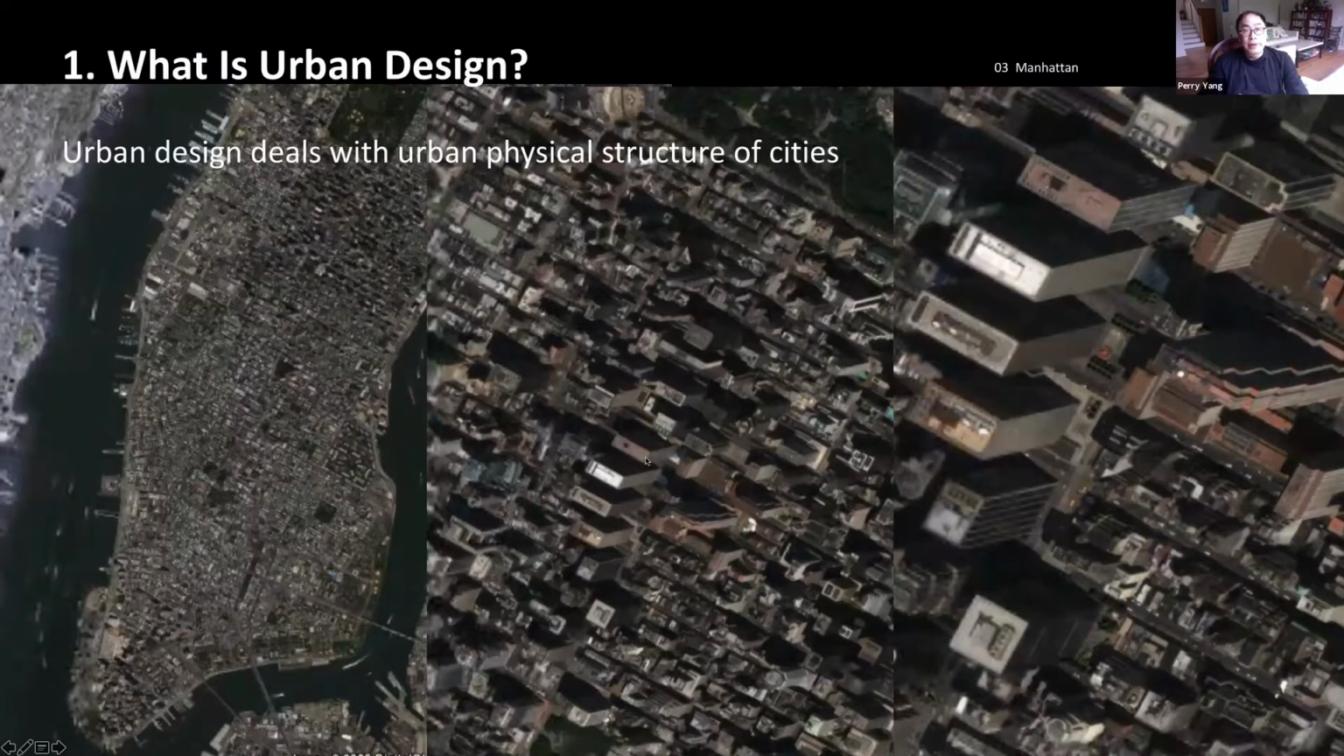So let's begin with defining urban design. Urban design deals with physical form, the urban physical structure of the city. You can see in Manhattan, for example, we have this Manhattan Island. When you zoom in, you see the street block structure. And when you zoom in further, you see the three-dimensional urban environment. And there's a societal pattern and flow behind urban form. So that's our subject matter.